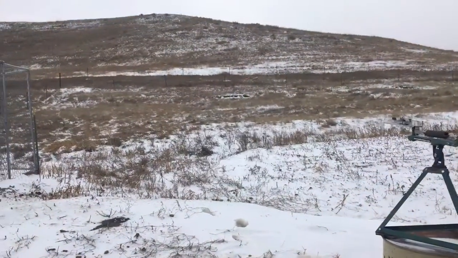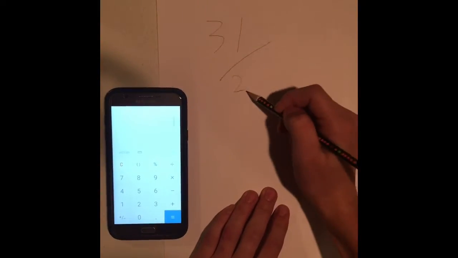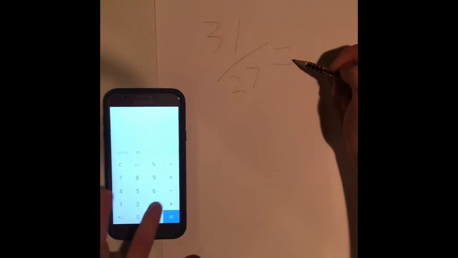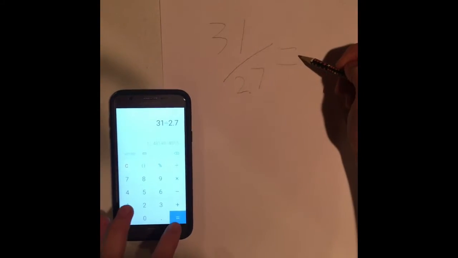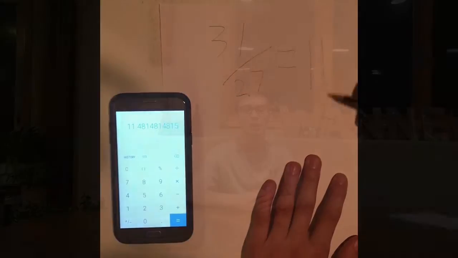Now we're going to calculate the average speed of the clay pigeon. Let's get to writing. In the video, the clay pigeon went 31 meters in 2.7 seconds. With sig figs, that should equal 11 meters per second.